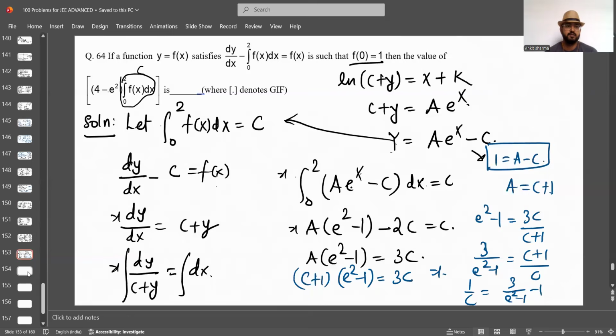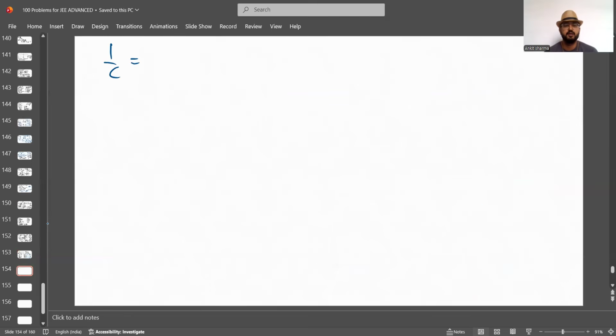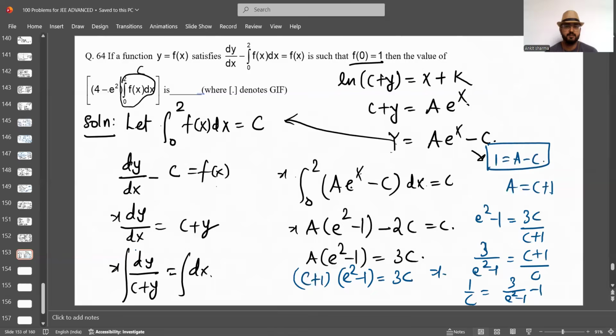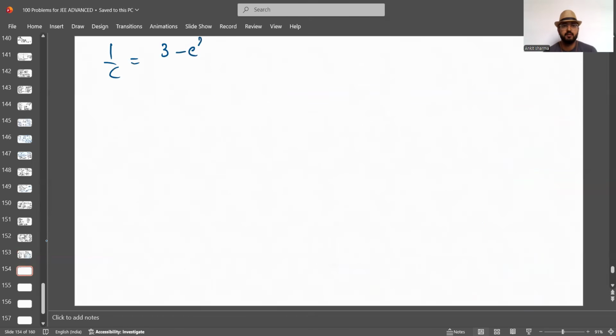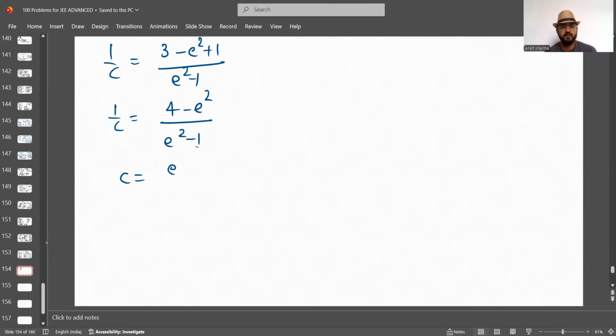So I get 1 over c is equal to 3 minus e square plus 1, this over, I get e square minus 1. So this gives me 1 over c is equal to 4 minus e square over e square minus 1. So c is going to be e square minus 1 over 4 minus e square. So if I multiply here, I get (4 minus e square) into c is equal to e square minus 1.